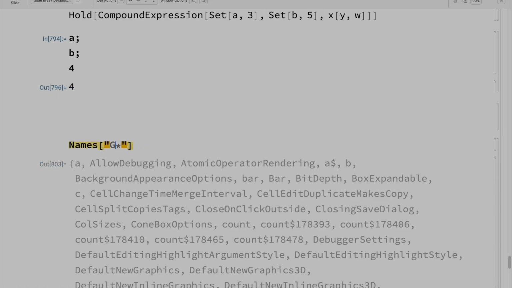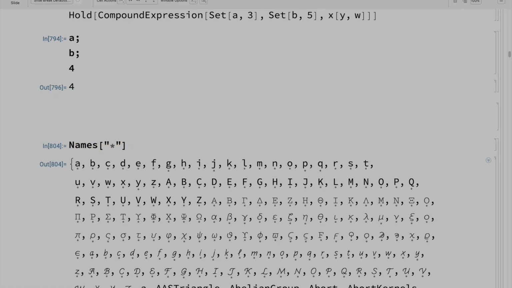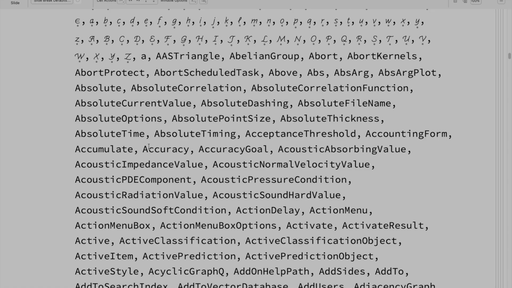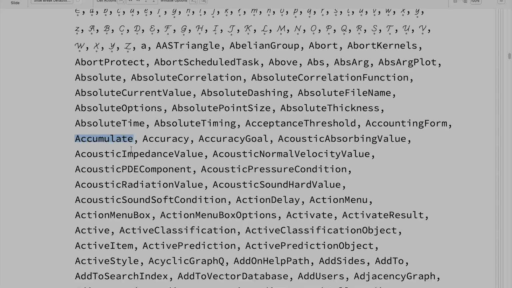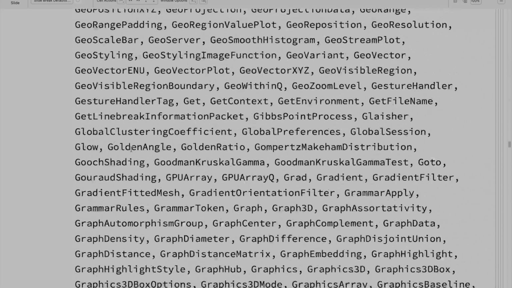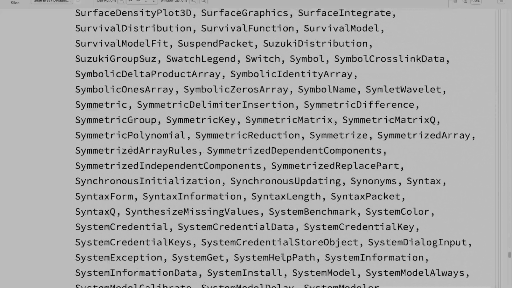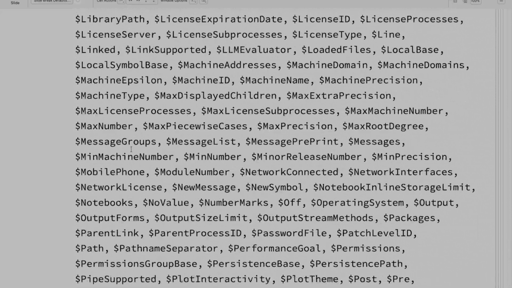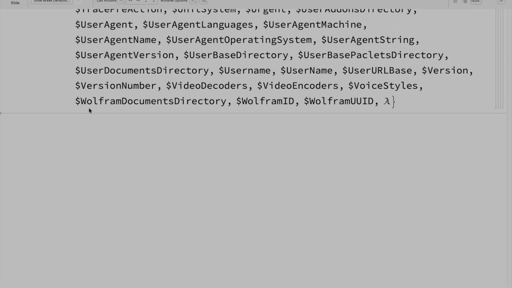Let me go back to Names and let me pick up something. Let me pick up, let's say, Accumulate. So I could pick up Accumulate, and this is a system symbol. This is defined by the system. If I go all the way down and do the same thing that I did before, which is check the OwnValues of this system-defined symbol, I see there's nothing. But does it have a DownValue? Let me check. Okay, it also has nothing.